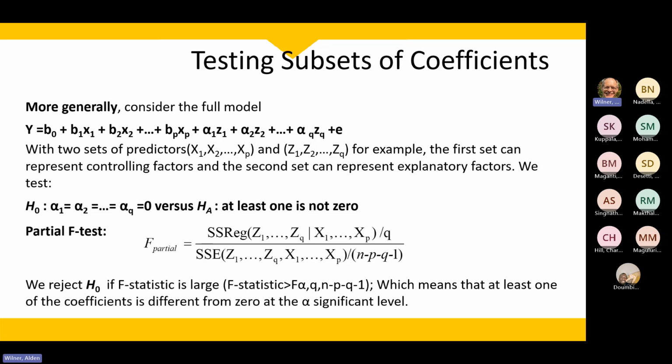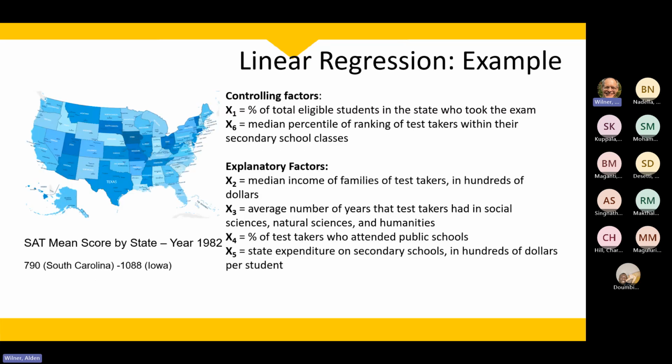And again, if our F statistic is large, at least one of our new ones in there contributes. So again, in this case, we're going to start with controlling factors X1, the total percentage of eligible students who took the exam, and X6, the median percentile ranking of test takers. We're going to hold those as our controlling variables. We're going to test whether these other factors add explanatory value as a group or not.